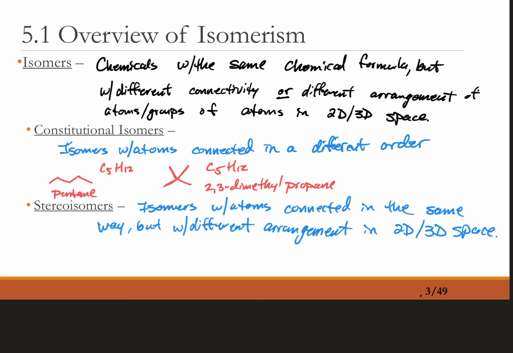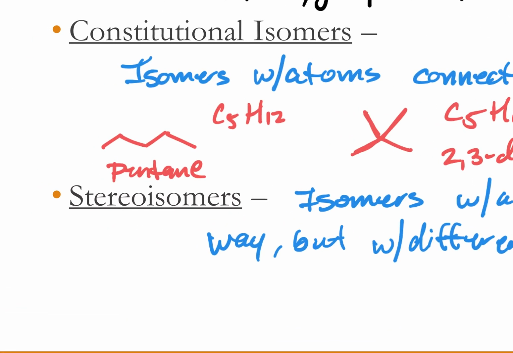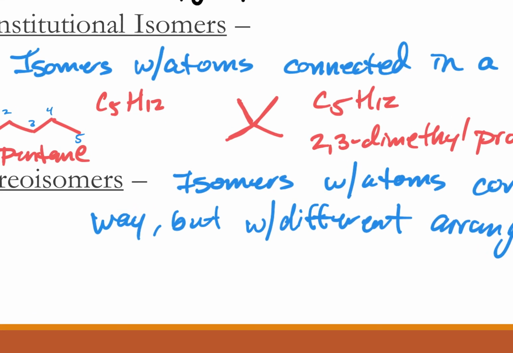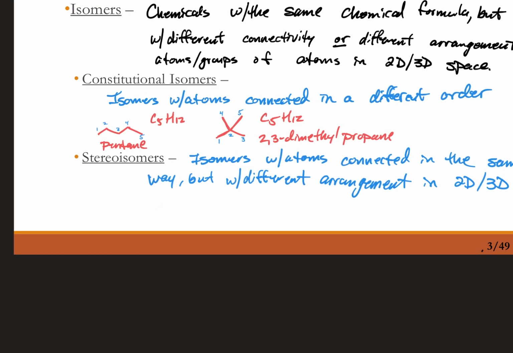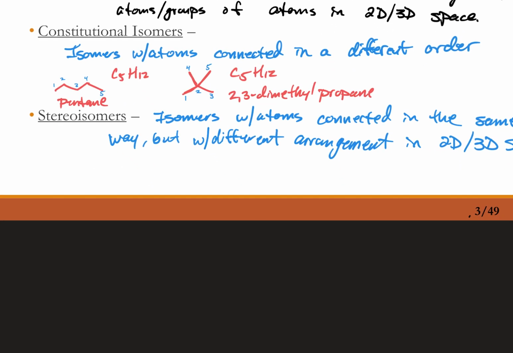For example, if I number the carbons in pentane, there's 1, 2, 3, 4, and 5. And in the 2,3-dimethylpropane, 1, 2, and 3, and then 4, 5. You see 4 used to be connected to 3 and to 5. Now it's connected to 2. 5 used to be connected to 4, but now it's connected to 2 as well. So those are constitutional isomers.